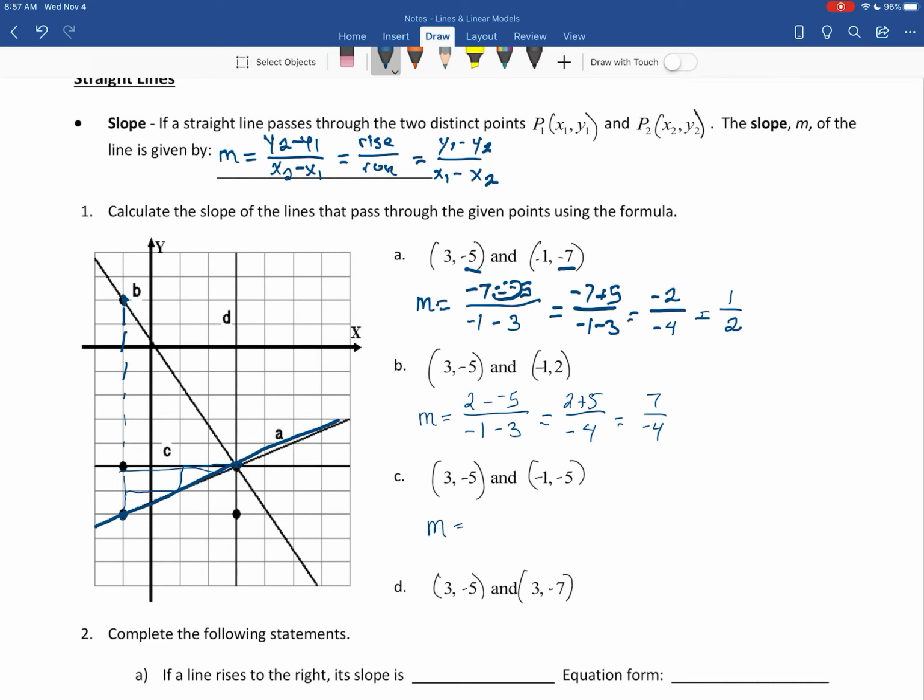Now line C is this horizontal line right here. So let's check out how its slope works out. When we do this slope, we get -5 minus -5. Watch the negatives. And -1 minus 3. So again, the denominator is -4. The numerator turns into -5 plus 5. So we get 0 over -4, which is just 0. So what happens here is that the slope, remember the top is rise, so it rises 0 as it runs. So there's no vertical movement on that one, only horizontal. So that kind of makes sense.